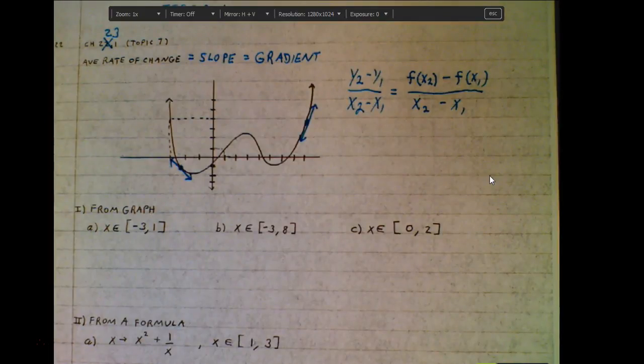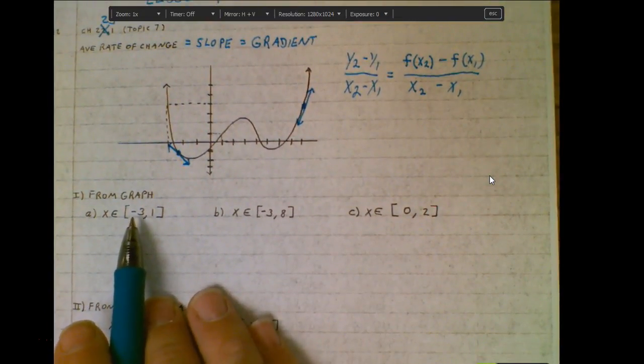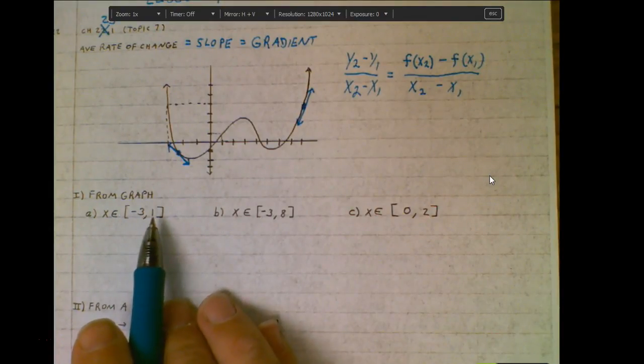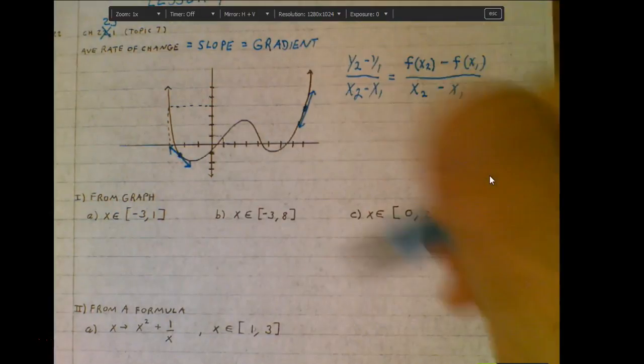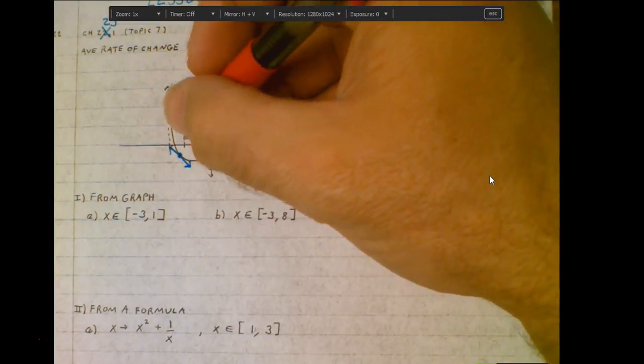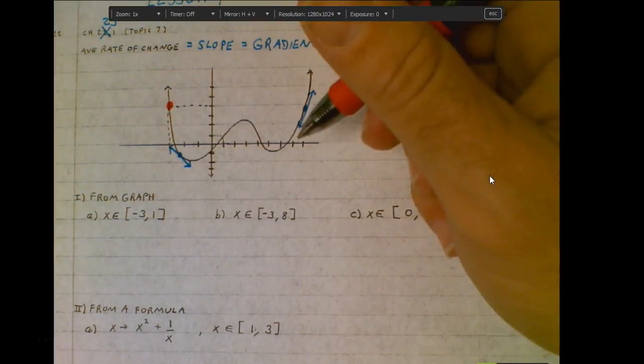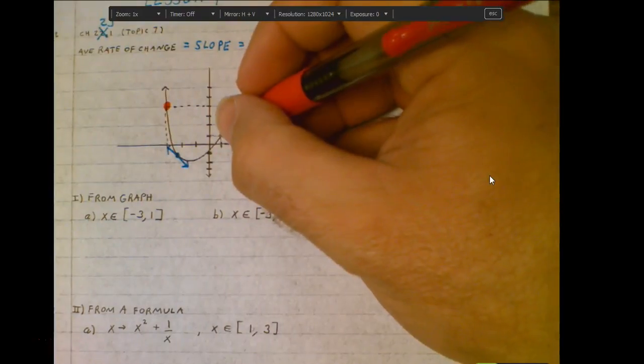And so what we're seeing is if I wanted the rate of change or the slope or the gradient from where x is -3 to where x is +1, look at what that would mean. If I'm looking at the function where x is -3, that's right here, to where x is +1, that's right here.